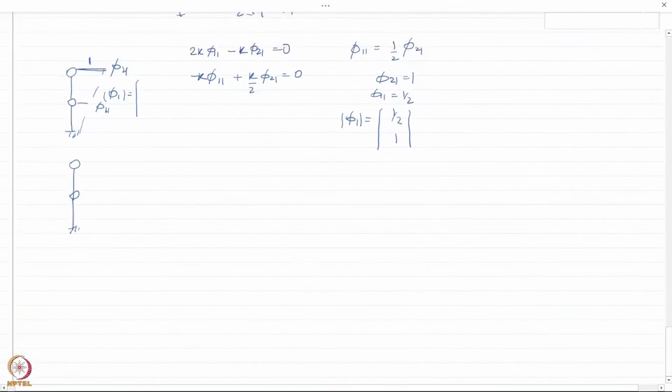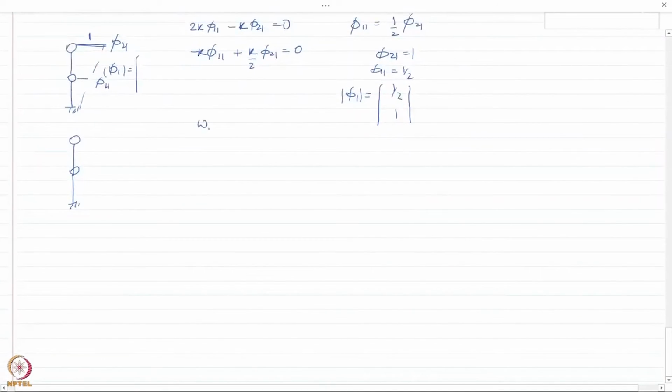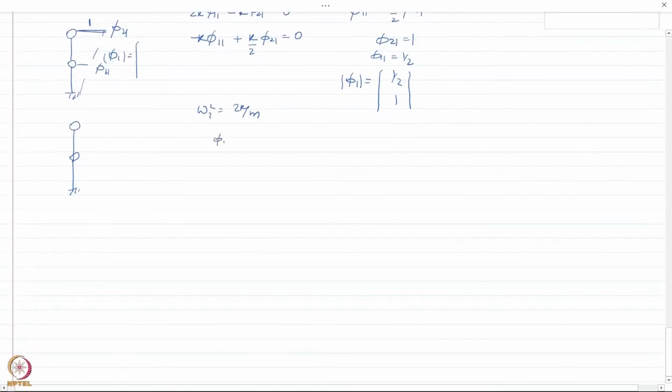Similarly I can substitute omega 2 square equal to 2k by m, and we will see I can get my second mode shape as minus 1 and 1. Again, in the second mode shape, we are normalizing with respect to the second coordinate. Remember, this one is phi 12, this one is phi 22, so first degree of freedom and the second degree of freedom. So this is minus here, so let us consider in this direction, and this is plus here, so this would look something like this.